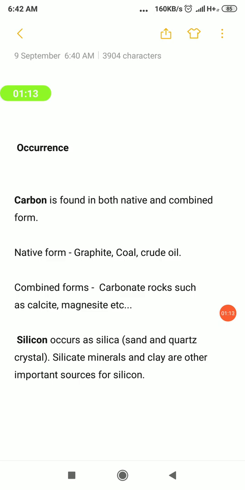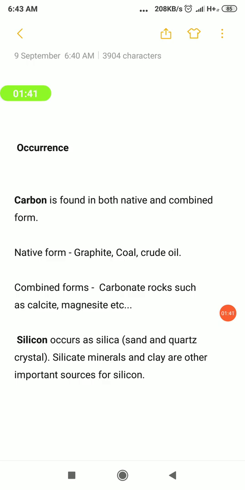Okay, carbon can exist in two forms. One is native form and the other is combined form. What is native, what is combined? Native means in the free state, carbon is obtained as carbon itself. That is native form. Then combined form means carbon will be in a compound form, carbonate. Where carbon is present in CO3, so what is it called? Combined form. So carbon can exist in both native and combined state.